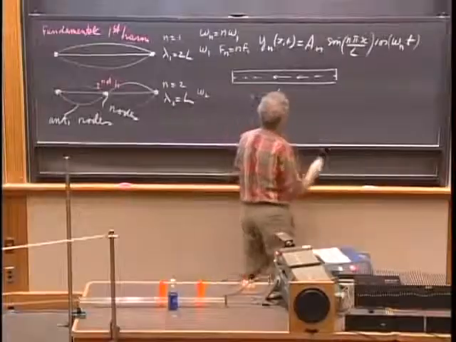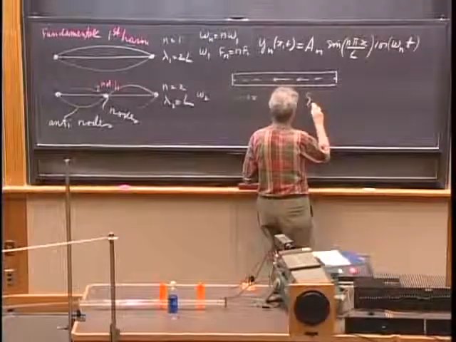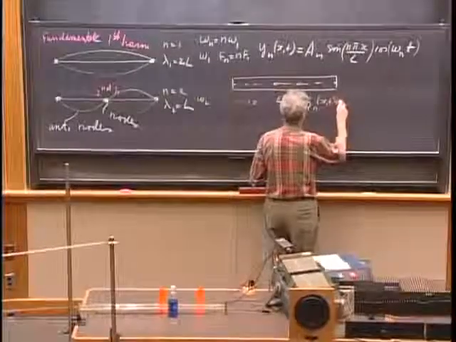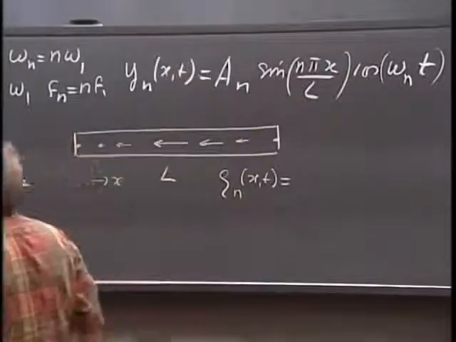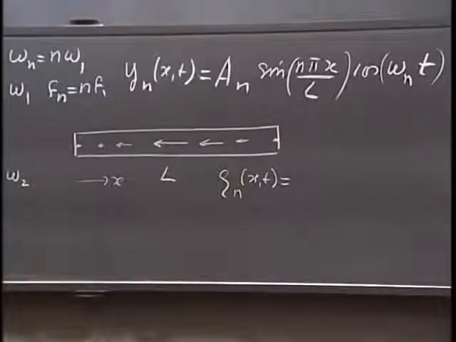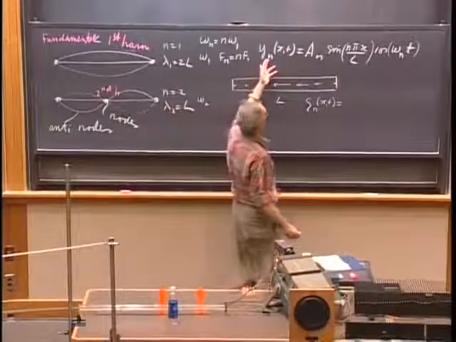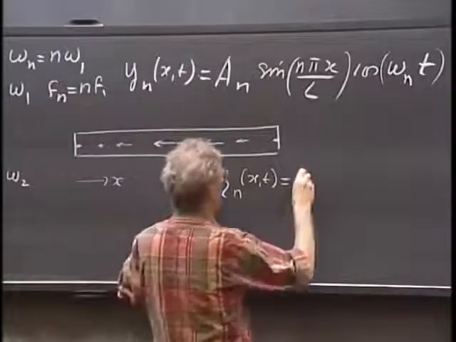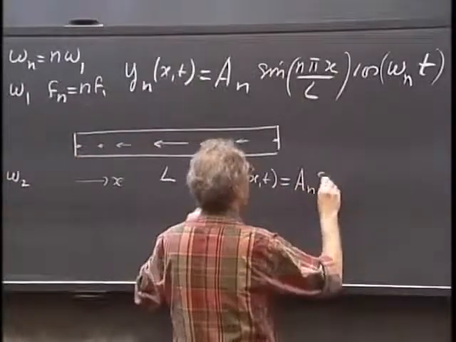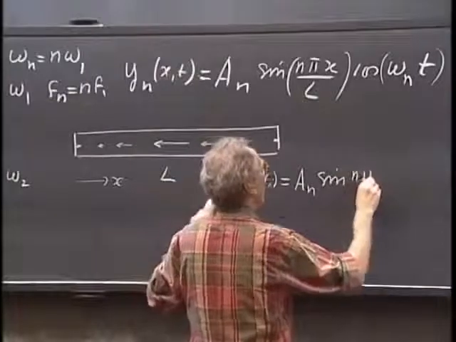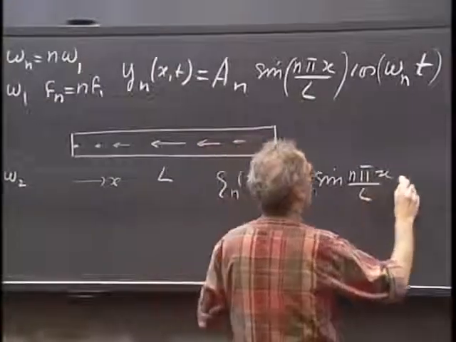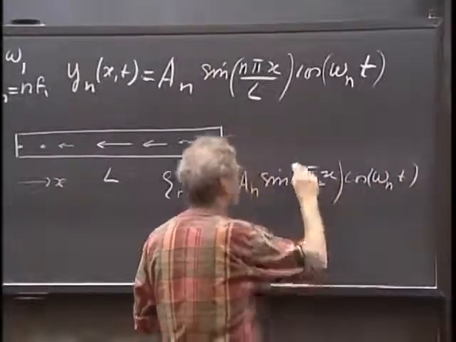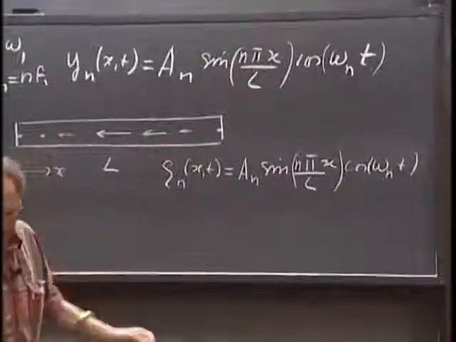And so I could write down that psi in its nth mode as a function of x and t is effectively the same as my y that I had before, except I have to replace y now by psi. So I give it some amplitude, A of n, then I get the sine of n pi x over L, and I get the cosine of omega n t. So the equation is completely identical.